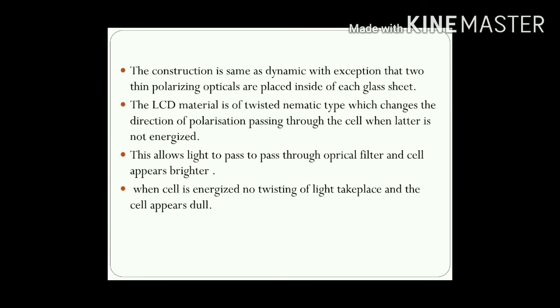Field effect type. The construction of a field effect LCD display is similar to that of the dynamic scattering type, with the exception that two thin polarizing optical filters are placed inside each glass sheet. The LCD material is of twisted nematic type, which twists the light, that is, changes the direction of polarization, passing through the cell when the latter is not energized. This allows light to pass through the optical filters and the cell appears bright. When the cell is energized, no twisting of light takes place and the cell appears dull.